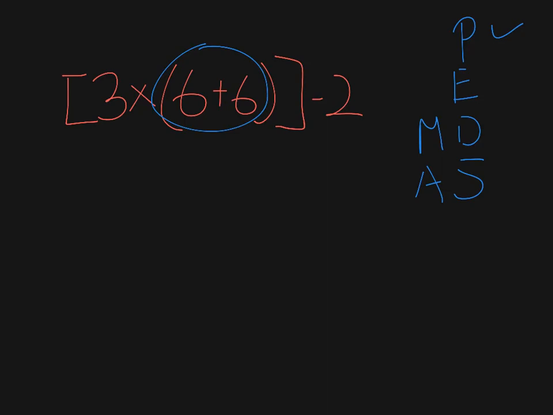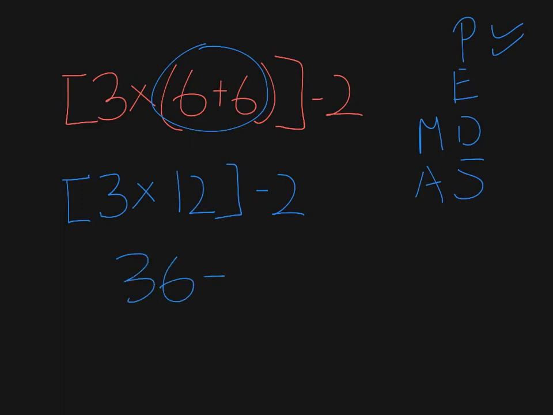6 plus 6 is 12, so let's go and rewrite this. Brackets, 3 times 12, brackets, minus 2. So brackets are still parentheses, so we have to do parentheses again. So we know that 3 times 12 is going to be 36, and then we could drop it. It'll be 36 minus 2. That will give us 34.